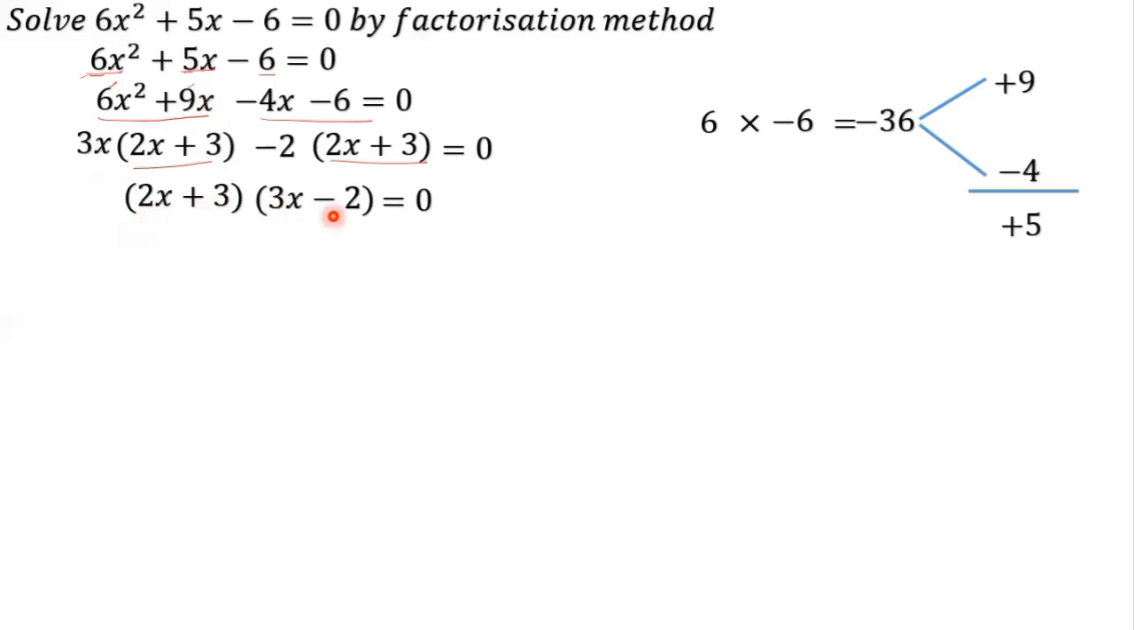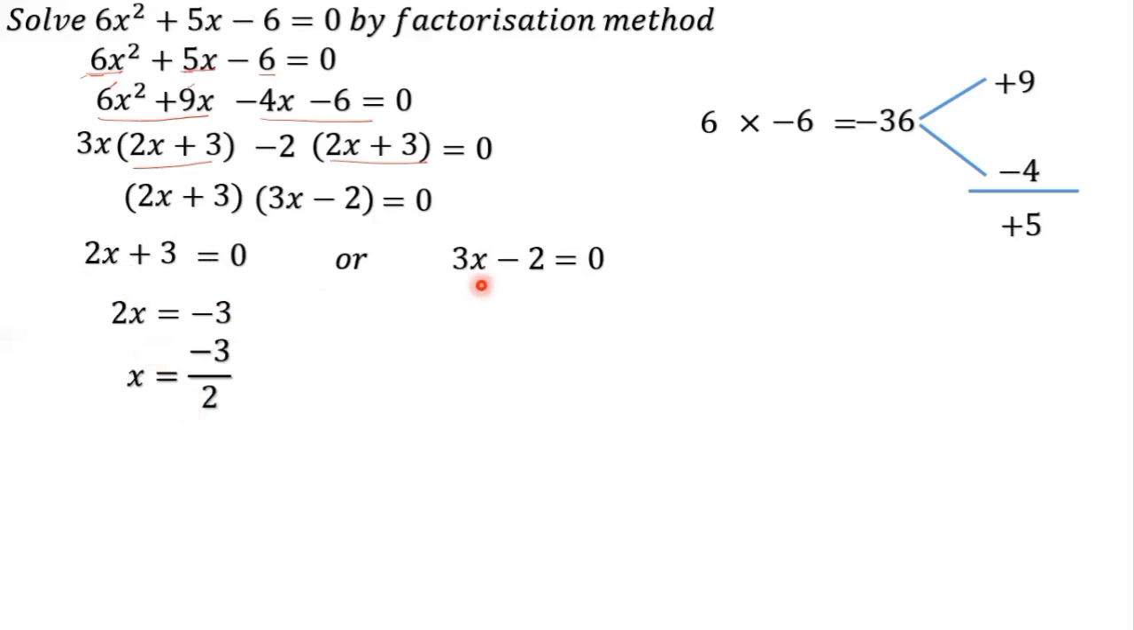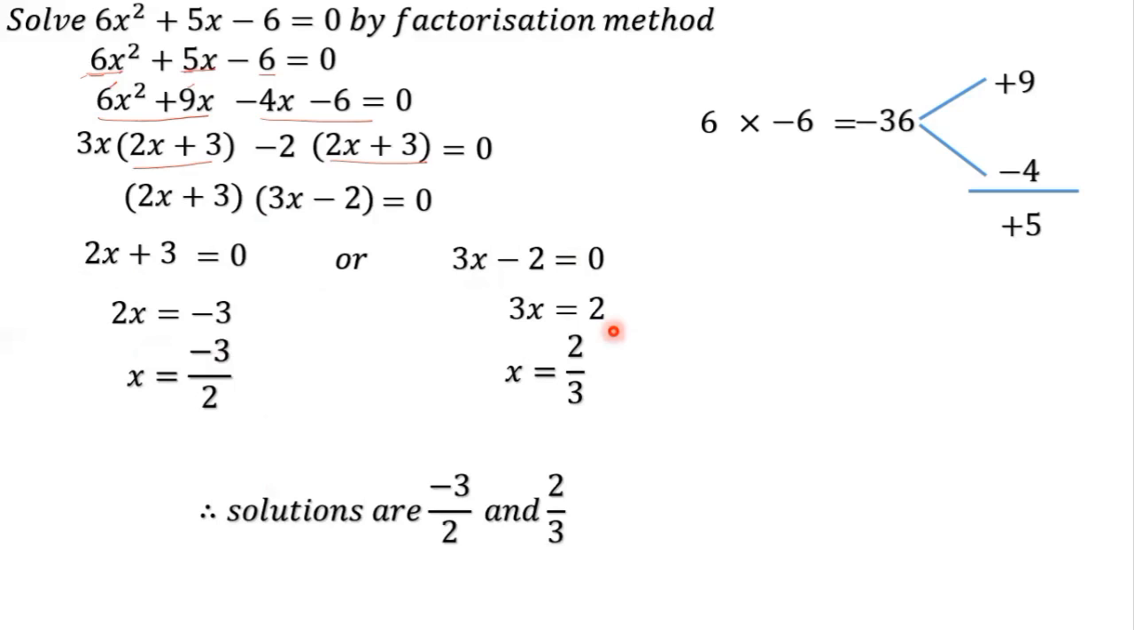So the product of 2x plus 3 and 3x minus 2 is equal to 0. So either 2x plus 3 is equal to 0 or 3x minus 2 is equal to 0. If 2x plus 3 is equal to 0, then 2x is equal to minus 3, x is equal to minus 3 by 2. If 3x minus 2 is equal to 0, then 3x is equal to 2, x is equal to 2 by 3. Now we got the value of x, therefore the solutions are minus 3 by 2 and 2 by 3.